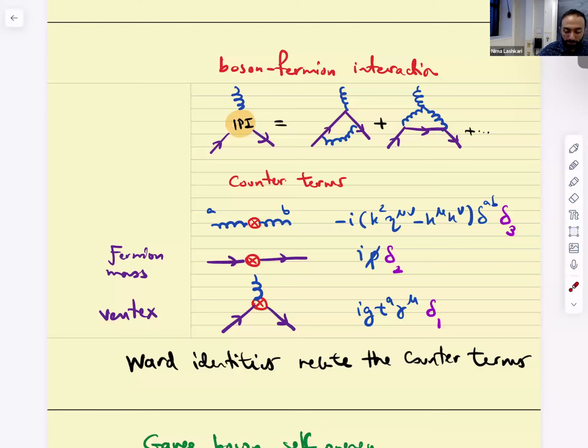We called this delta 3 in the case of QED. Delta 2 was the counterterm that we introduced for the fermion propagator, and delta 1 was the counterterm for the vertex. I apologize again, this is a capital T. Sorry about that. Now, three counterterms should get rid of all the divergences that come up.